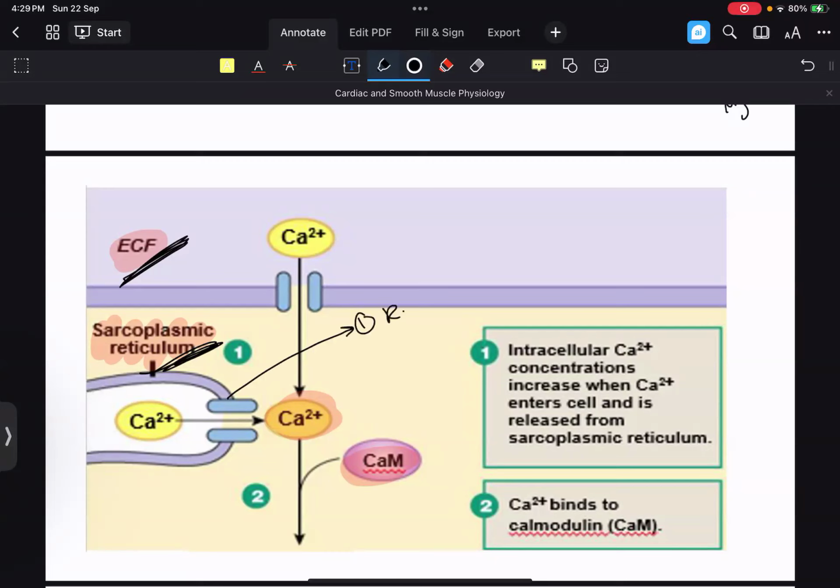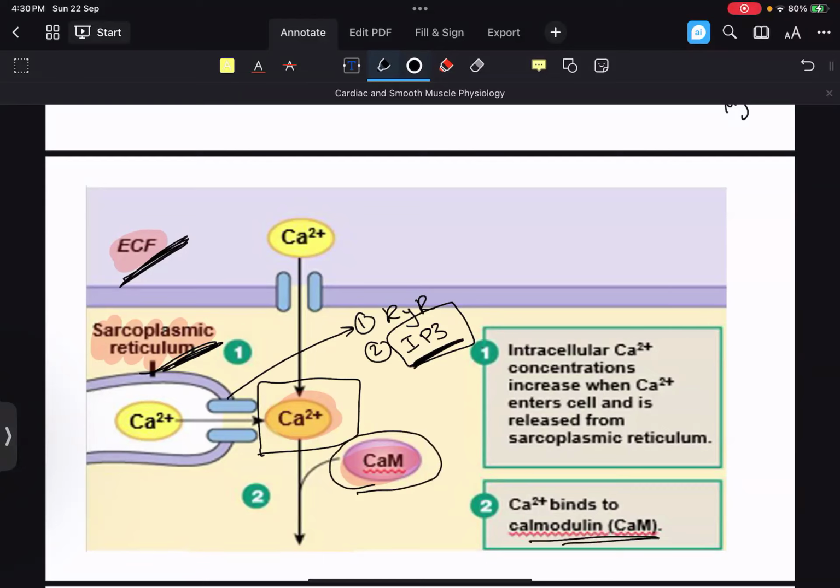And we briefly discussed how the sarcoplasmic reticulum gives us the calcium in smooth muscle cells in two ways. Number one is the RYR receptor. Number two is the IP3. And if anything, it's mainly the IP3, but it's also the RYR. Okay, perfect. Now we have a bunch of calcium in the cytosol. Once this calcium is in the cytosol, it's going to go and bind to a protein called calmodulin. Calmodulin is only found in smooth muscle cells.